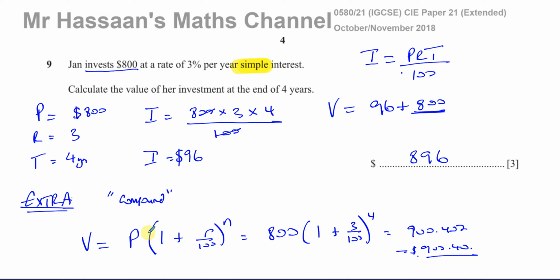The new amount is based upon every year the interest is worked out on the end of the last year's balance, whereas over here it's always worked out on the original amount. So it's always 3% of 800 that is added every year. Here it's 3% of the last amount.